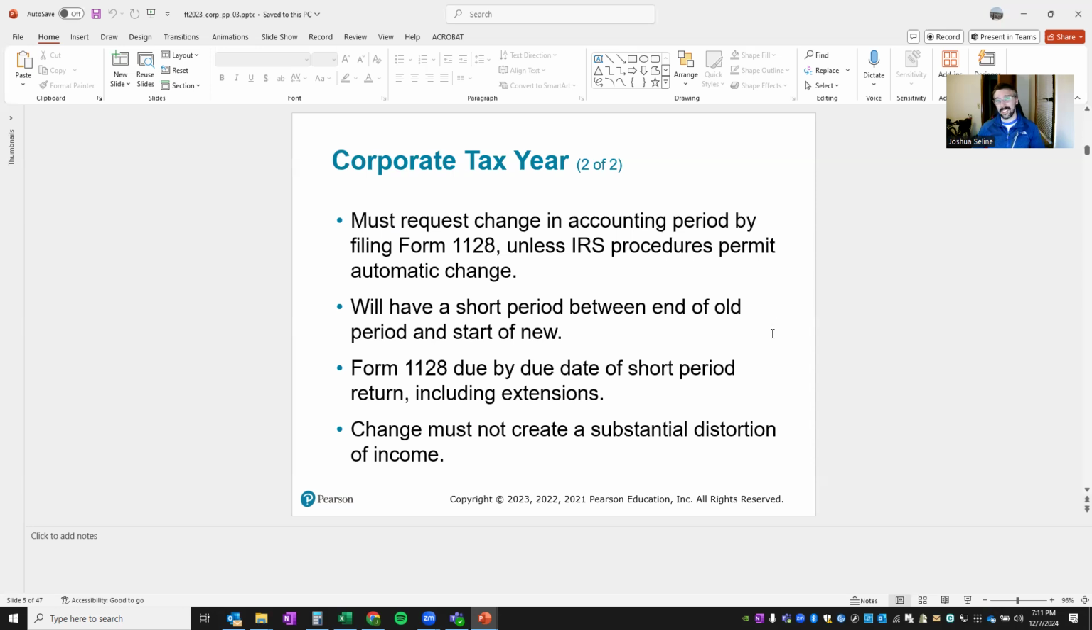They don't want people changing tax years for tax evasion, right? If this creates a substantial distortion where income and expenses aren't really calculated in the way that's fair or correct by the IRS, they're probably going to disallow the change.